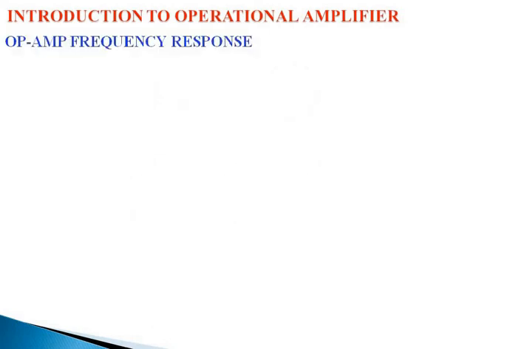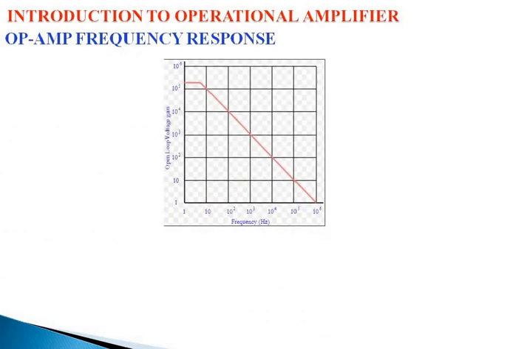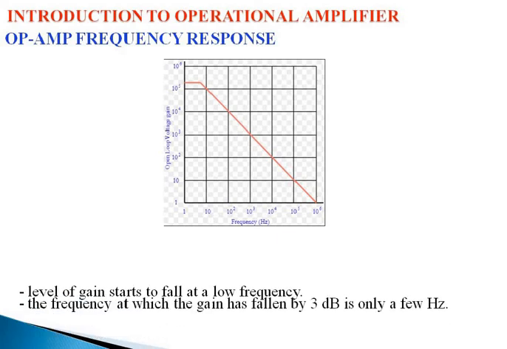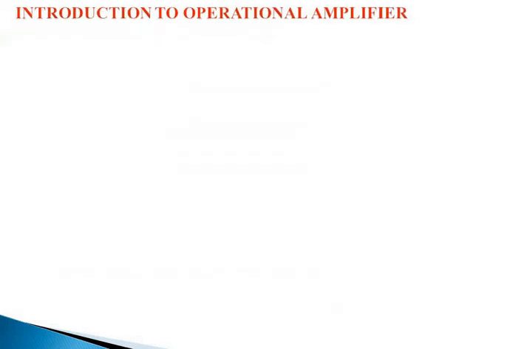Next is the op-amp frequency response. So this is the frequency response. In the ideal case it has infinite bandwidth, and an ideal op-amp amplifies all frequencies with equal gain. So this is the frequency response of the ideal op-amp. But for a practical op-amp, this is the response which we have already explained while we explained the op-amp parameters. The level of gain starts to fall at a low frequency. The frequency at which the gain has fallen by 3 decibel is only a few hertz. That is, the break point is around 6 hertz. Beyond this, the response falls at a rate of 20 decibel per decade.